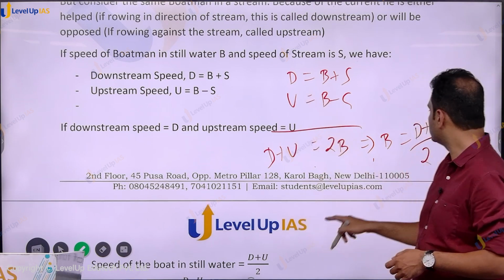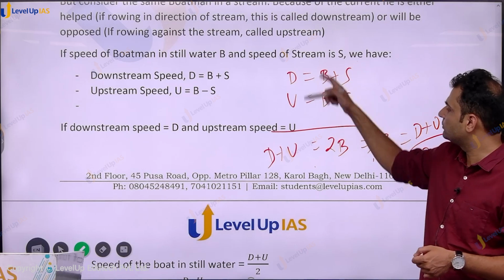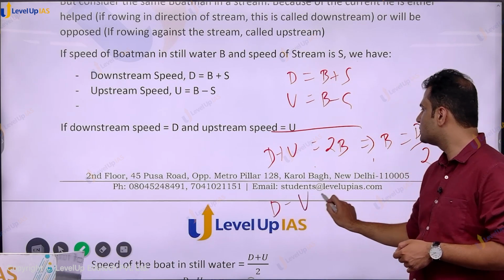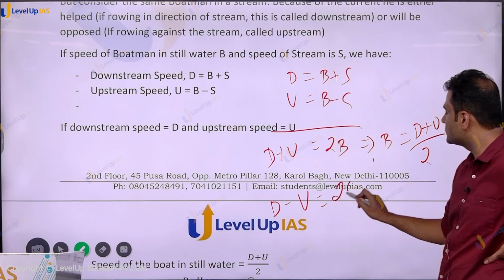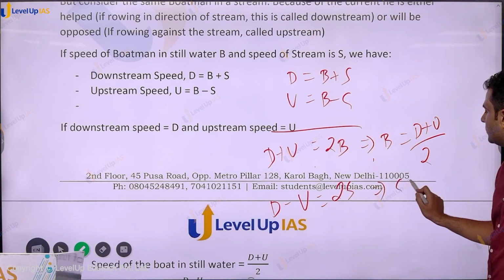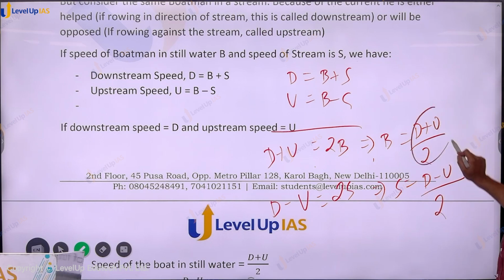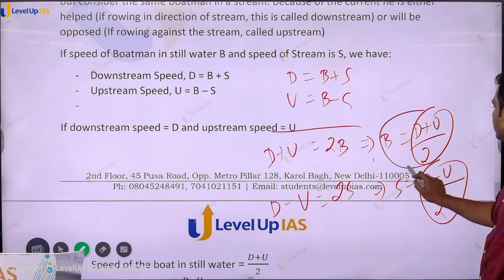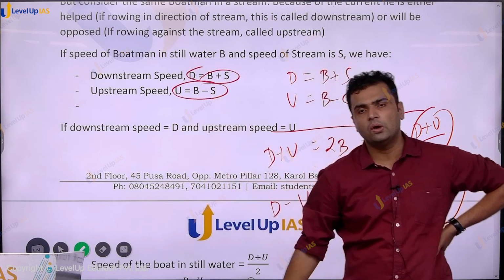And if I subtract the second equation from the first, I'll get D minus U is equal to B minus B is 0, S minus minus S, which is 2S, which implies S is equal to (D minus U) by 2. So using these two things, B's value, S's value, D's value and U's value, you can solve all the questions.